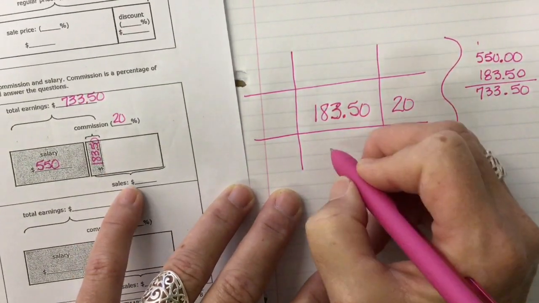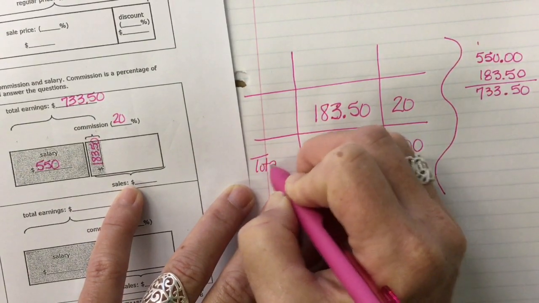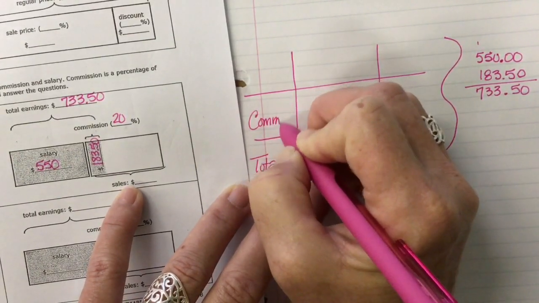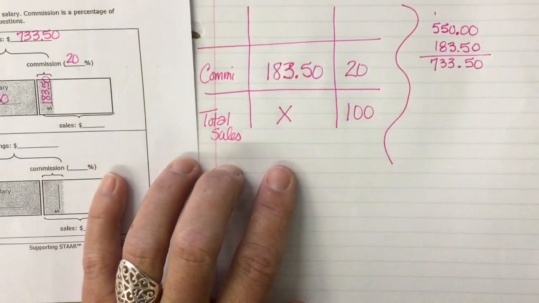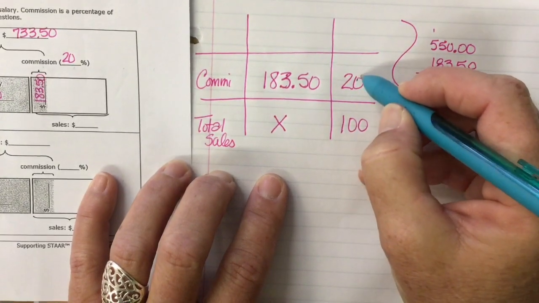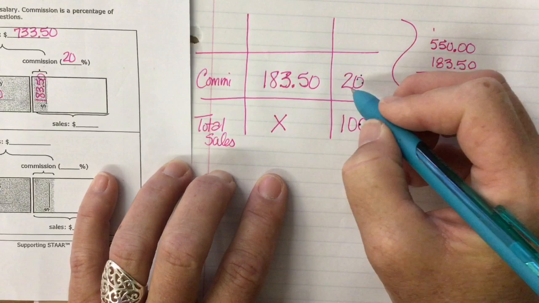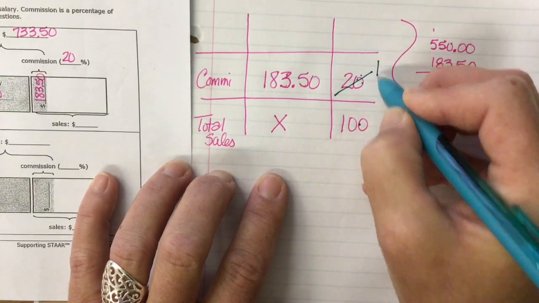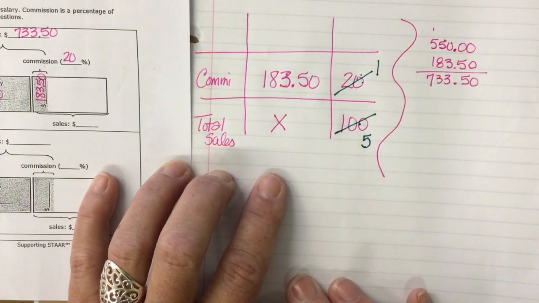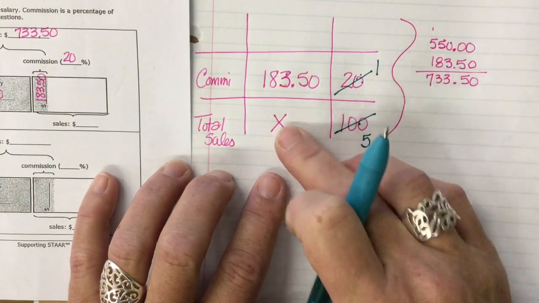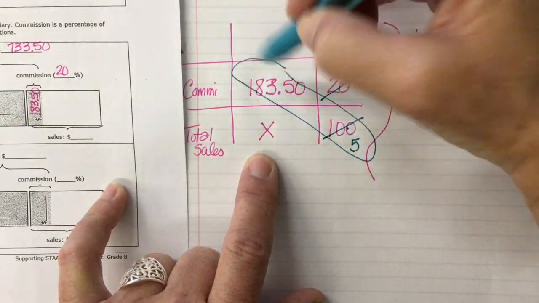Okay. We're looking for what his sales were, so his total sales and his commission. Remember that in the tic-tac-toe, I have a greatest common factor of 20 here. 20 divided by 20 is 1. 100 divided by 20 is 5. And now that my 1 is directly diagonal from my x, I can go ahead and cross multiply.